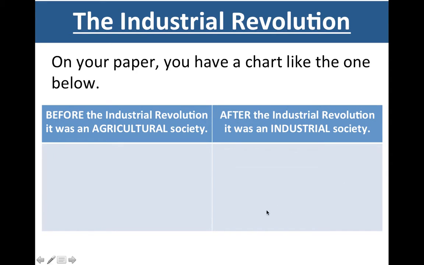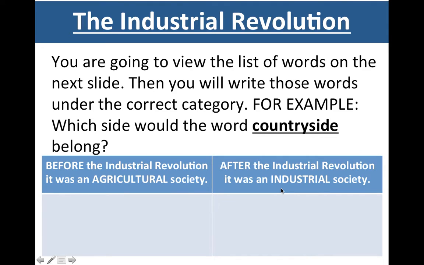The second column is a box for words related to industrial society. Industrial societies develop because of the Industrial Revolution. Therefore, this is after the Industrial Revolution. You are going to view the list of words on the next slide. Then you will write those words under the correct category.